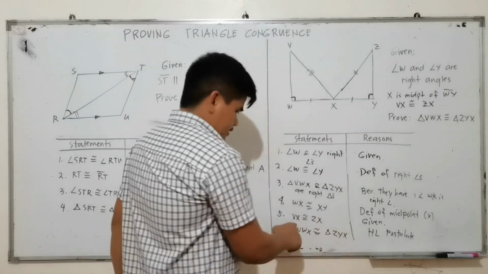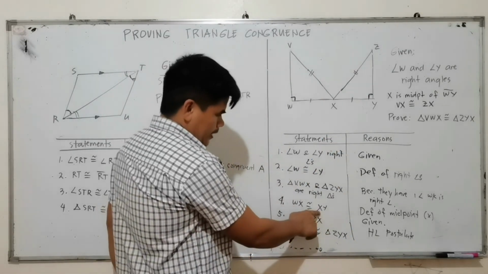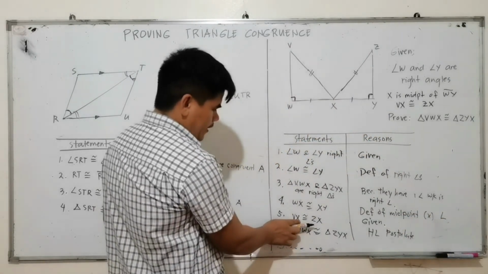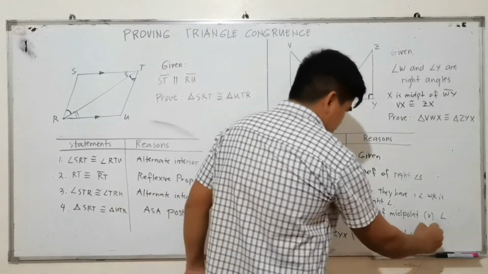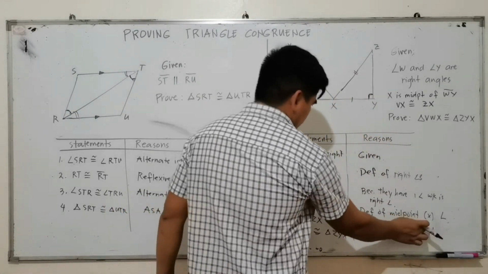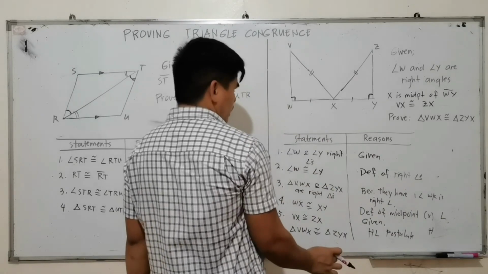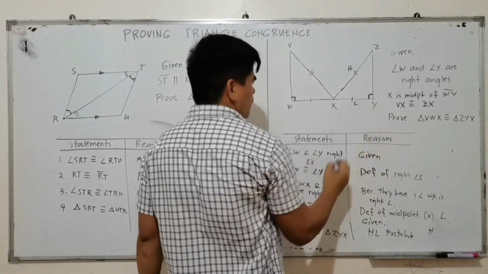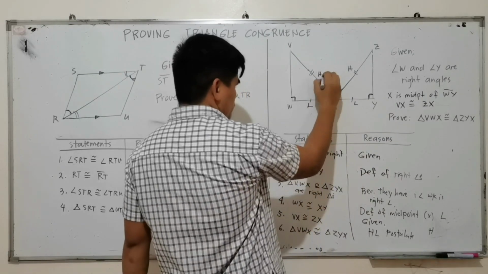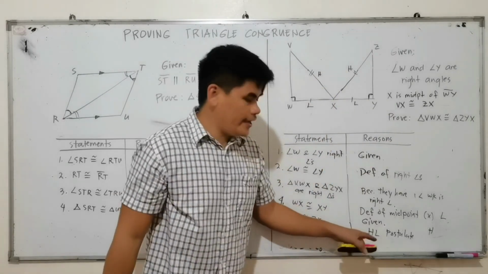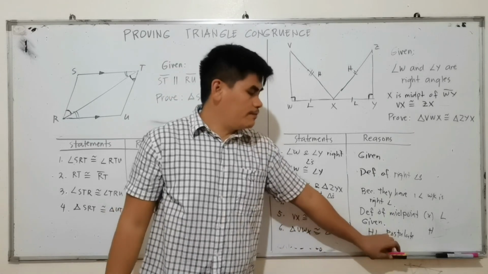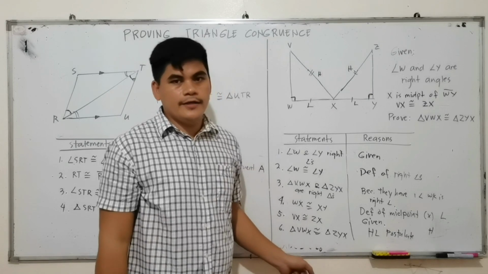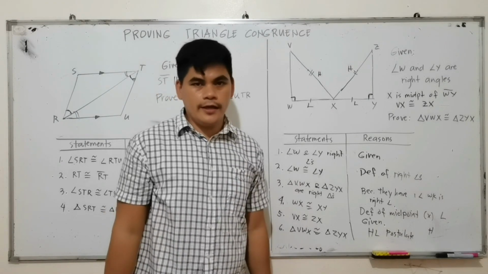So WX and XY is the L, okay, and VX and ZX is the H. That is why by HL postulate or LH postulate, we have the hypotenuse and one side, the leg. Hypotenuse and the leg. Hypotenuse leg postulate. So we have proven that these two triangles are said to be congruent by HL or hypotenuse leg postulate.